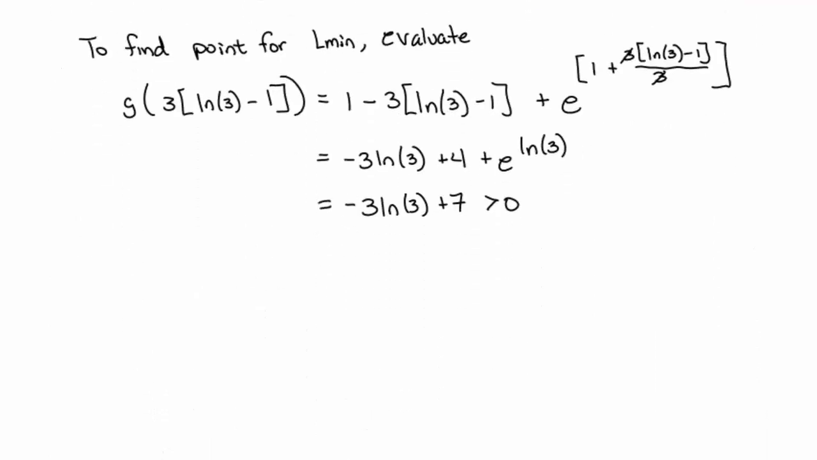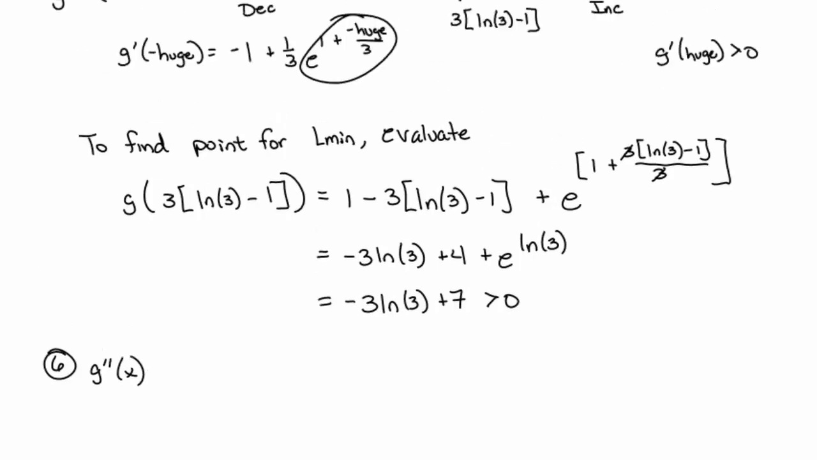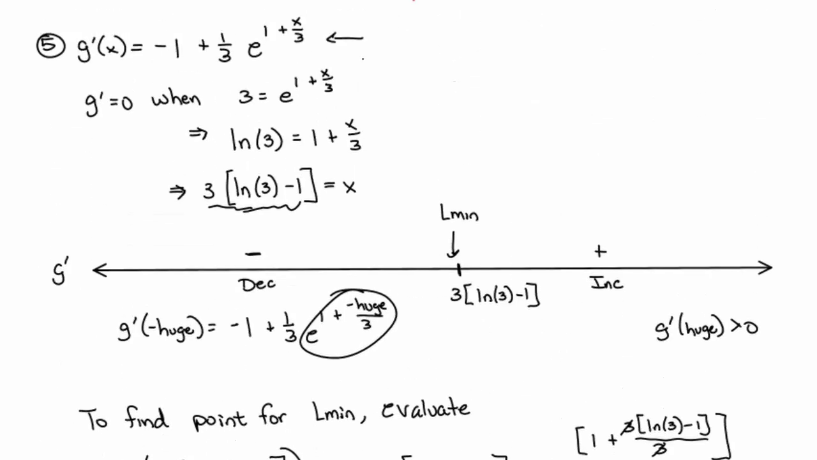Okay. Now we're going to go to the very final step, which is about concavity. So step 6, or whatever step we're at, g double prime. Let's take the second derivative. Now we have the first derivative staring at us right here. So the second derivative is going to be actually a 1/9 e to the 1 plus x over 3.